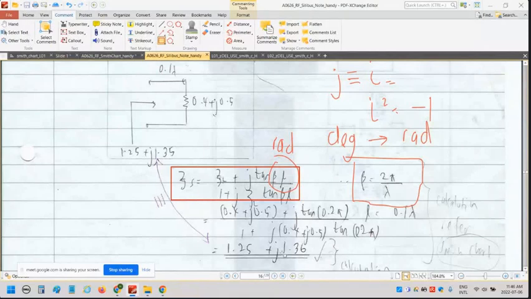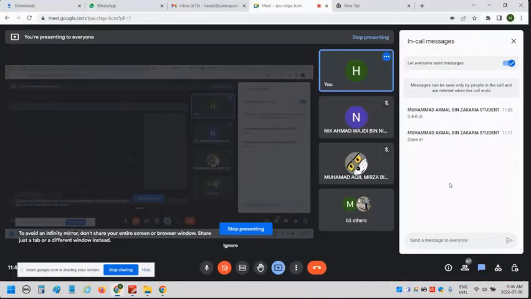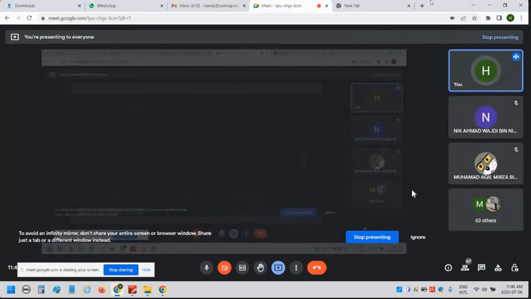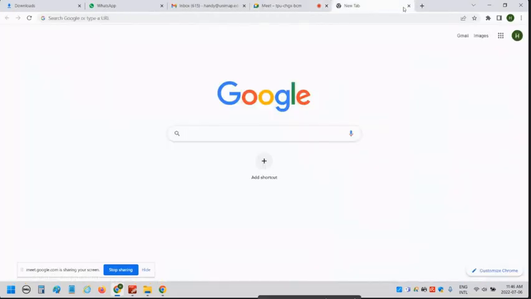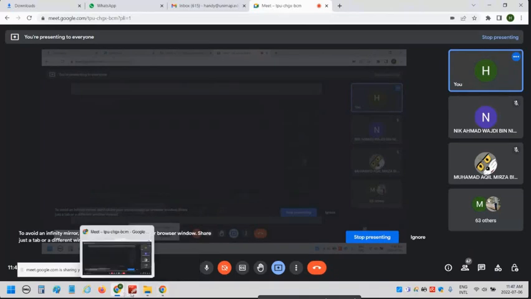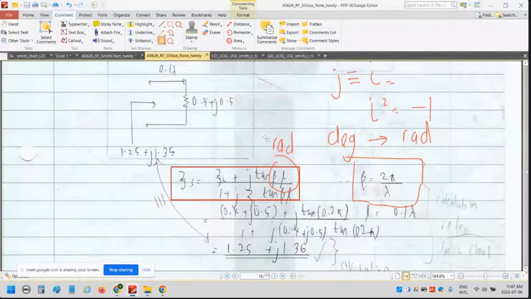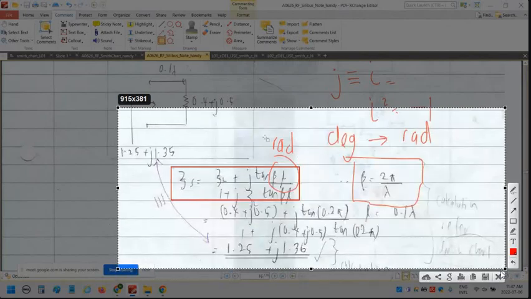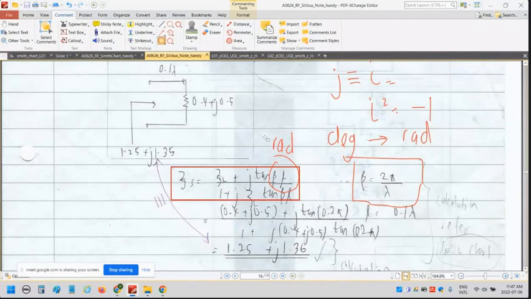Anybody can get the answer? Who got this answer? You can get 1.35 or 1.36, I can accept. Who got the answer here? Anyone?